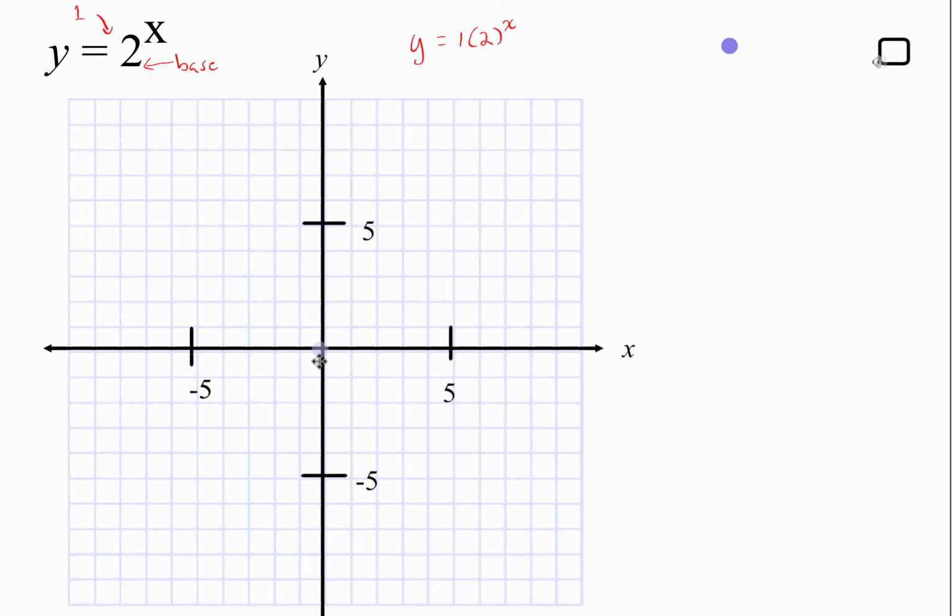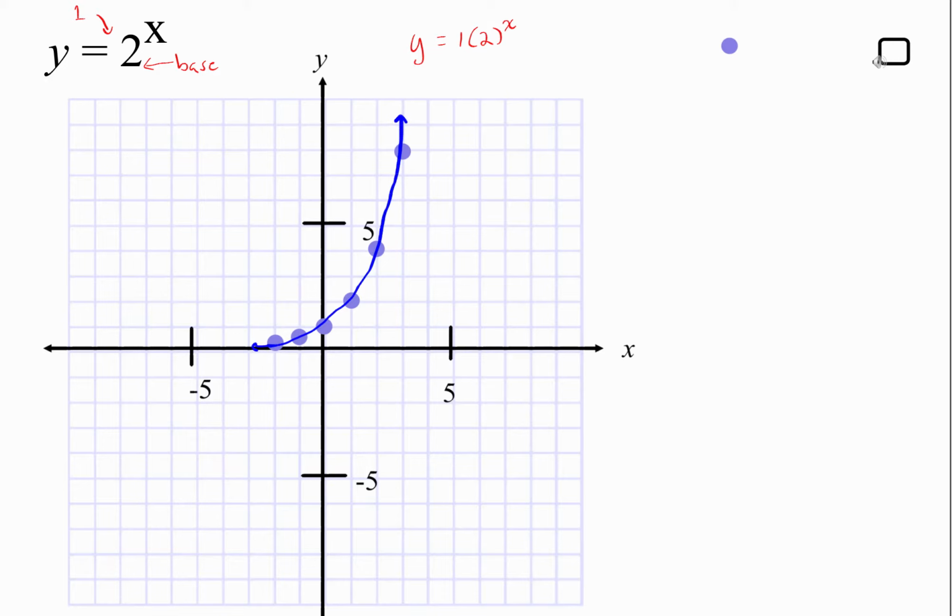2 to the 0 power is 1. Anything raised to the 0 power is 1. 2 to the first power is 2. 2 squared is 4, and 2 to the third is 8. And remember, when we have negatives, we're just doing the reciprocal. So 2 to the negative 1 is 1/2. 2 to the negative 2, oh, well, 2 squared is 4, so this must be 1/4. And then we can connect all these with a pretty line.